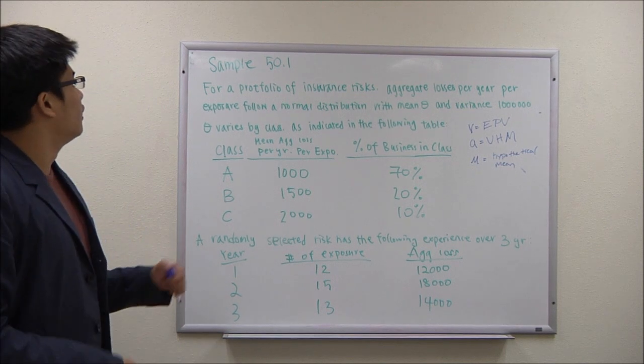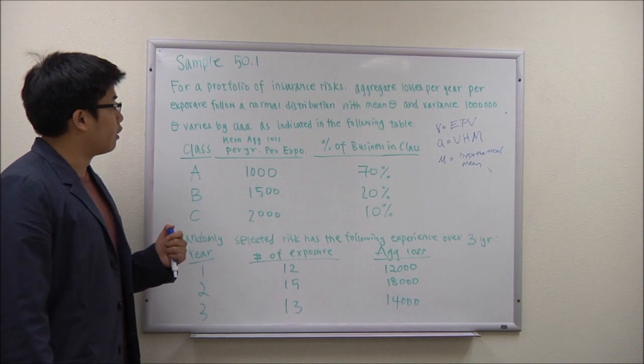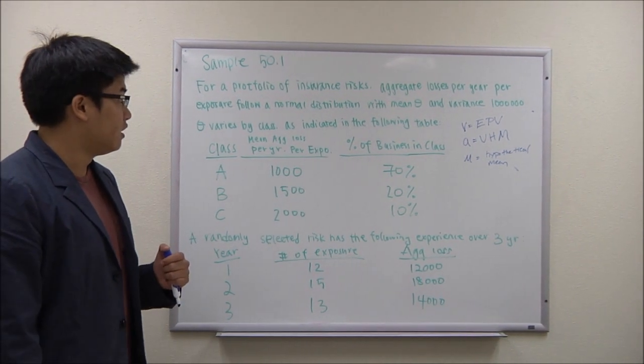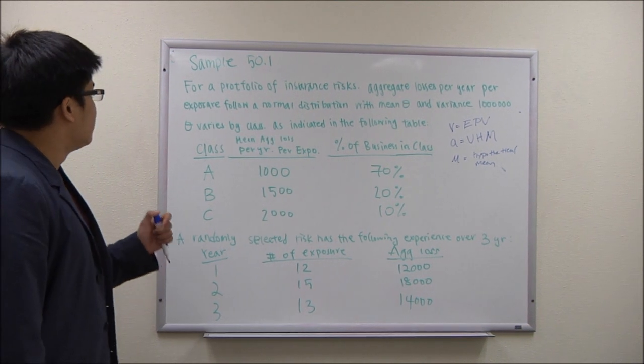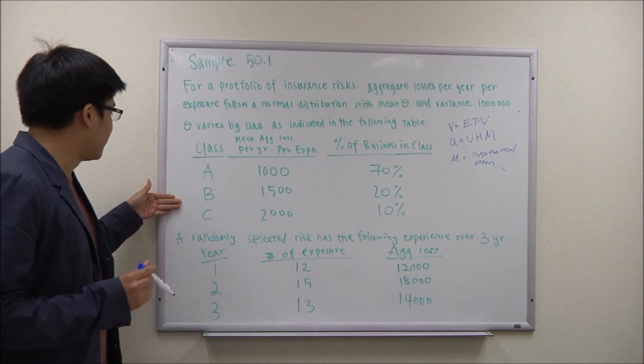Okay, so the problem is: for a portfolio of insurance risks, aggregate losses per year per exposure follow a normal distribution with mean theta and variance of 1 million. Theta varies by class as indicated by the following table. Here's the table of the classes.